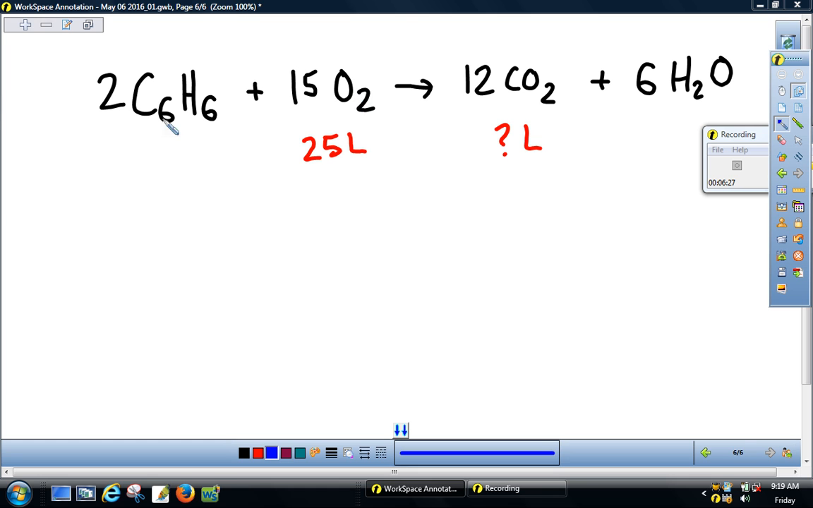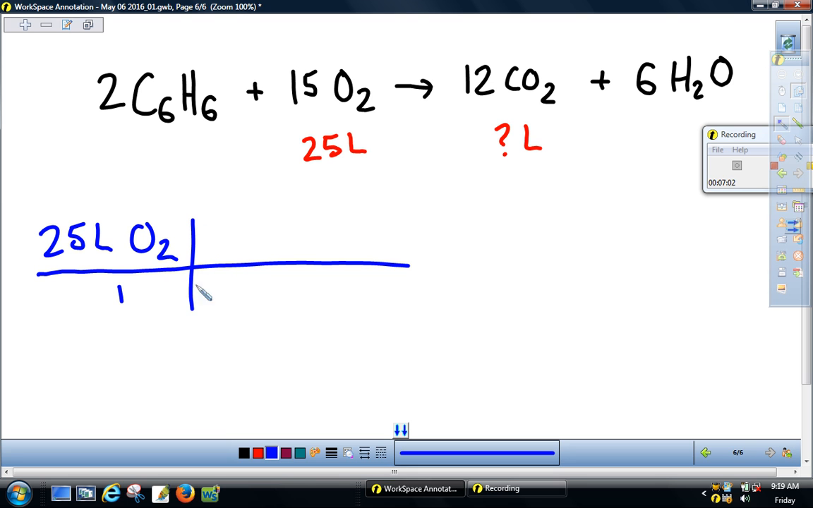So here we have benzene combusting, and the question is, if we use up 25 liters of oxygen in the combustion of benzene, how many liters of CO2 can we produce theoretically? So the ratio is 15 moles of oxygen will produce 12 moles of CO2. So we're going to take what we know. We're starting with 25 liters of oxygen.